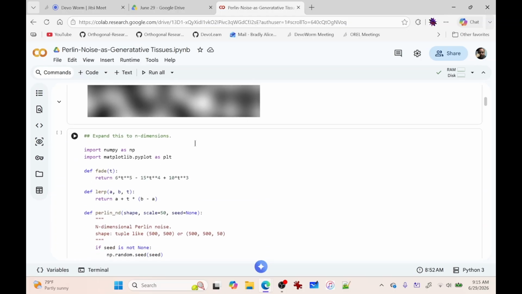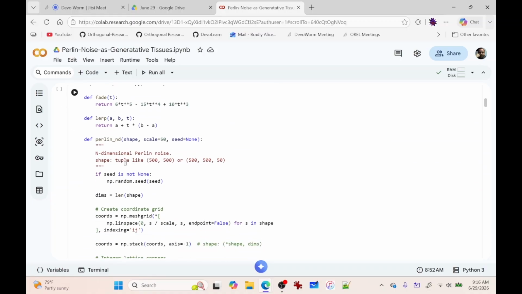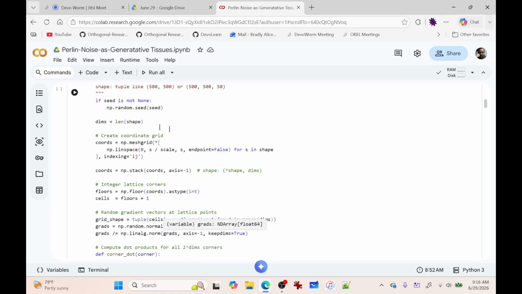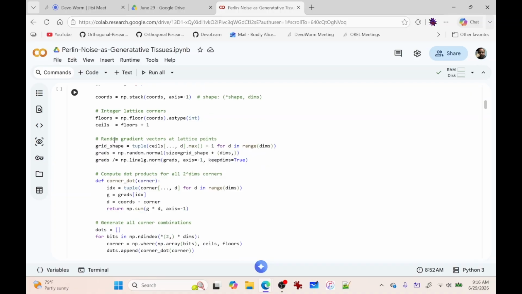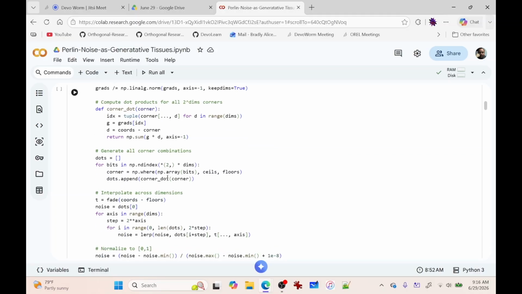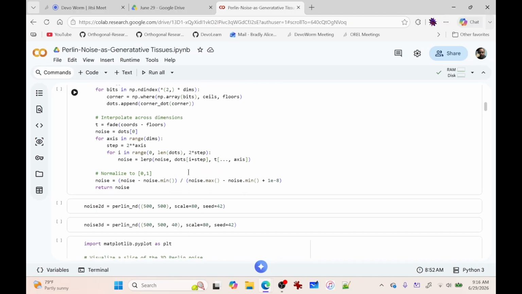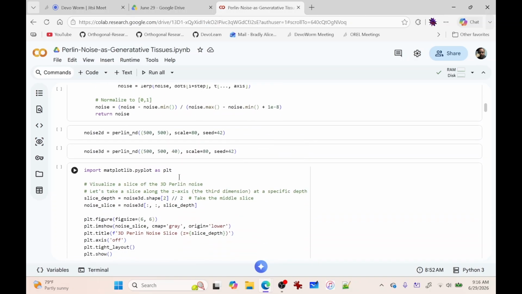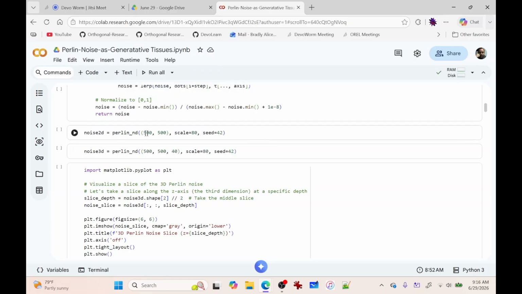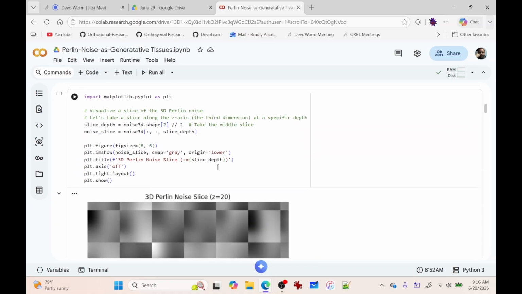Then you want to expand this to n dimensions. So expanding this to n dimensions, we want to have this third dimension or fourth dimension. We're creating a mesh grid, and we're creating random gradient vectors at the lattice points. We're computing dot products for all 2 to the power of dimensions corners. We're generating all corner combinations, and then we're normalizing this. Then we have this variable noise 2D, which is the 2-dimensional case, and this is the 3-dimensional case.